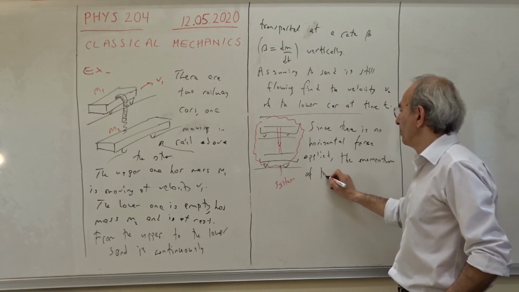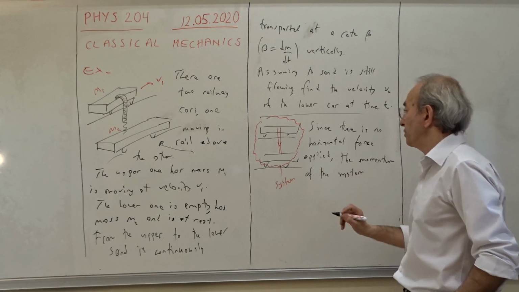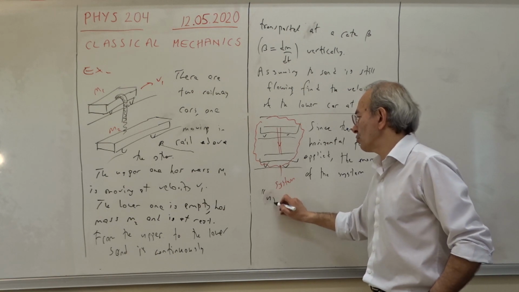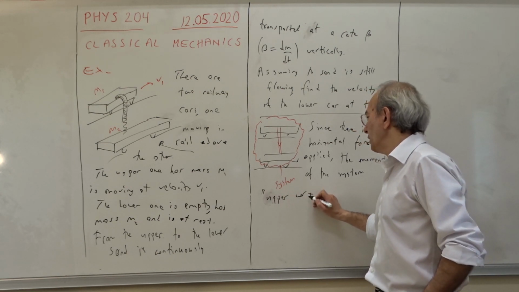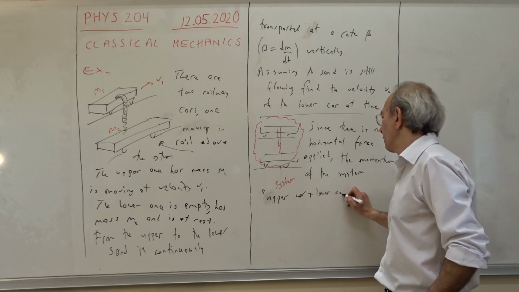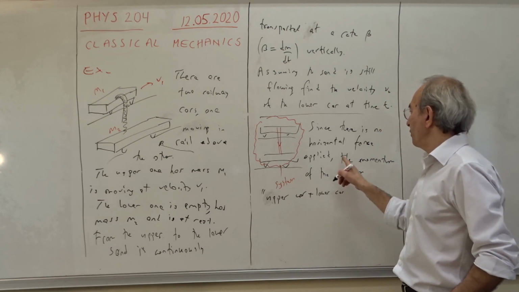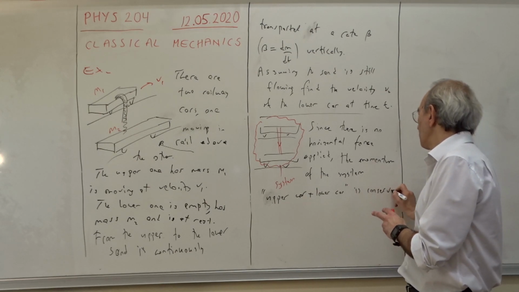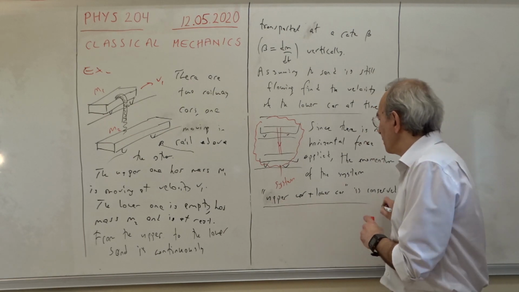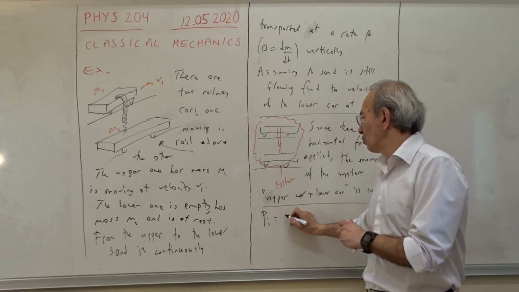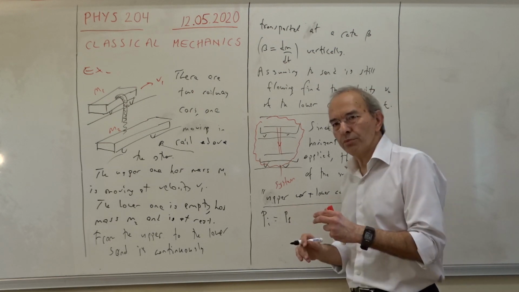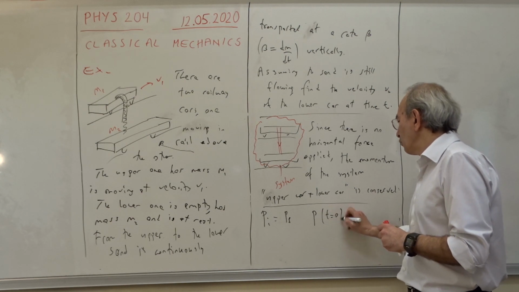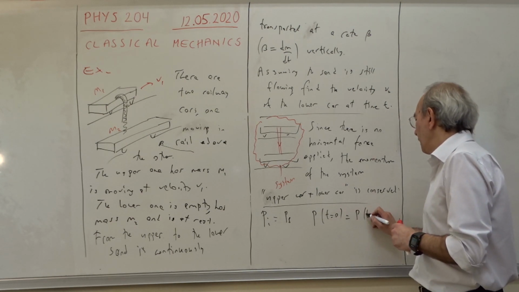Since there is no horizontal force applied, the linear momentum of the system, which is upper car plus lower car, is conserved, which means P initial is equal to P final. But let's be more specific, not initial and final: P at time t equals 0 is equal to P at time t.